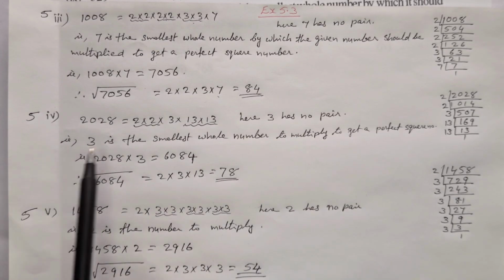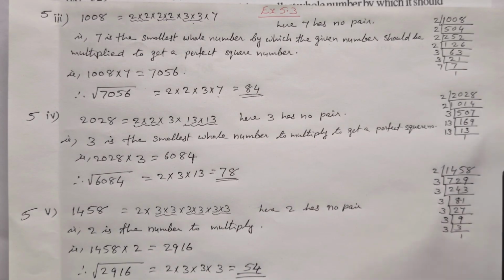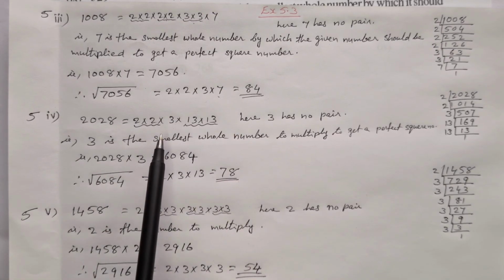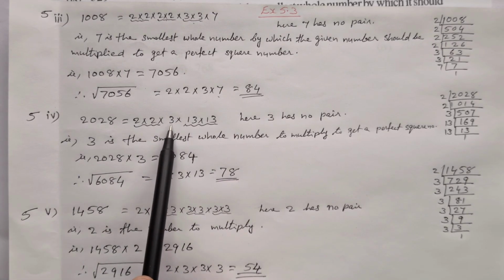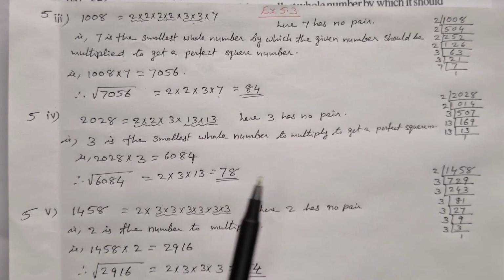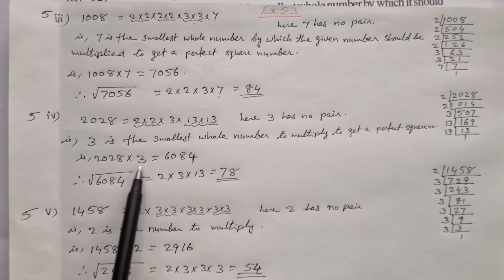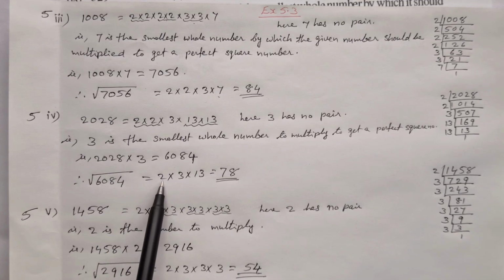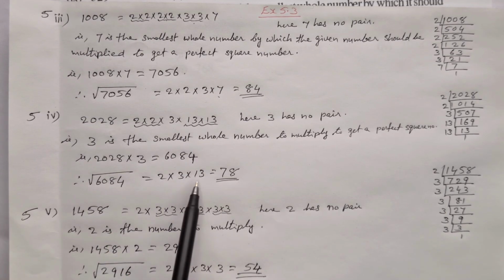Here 2028. When we are doing the prime factorization, one pair of 2, one pair of 13, and 3 only one time. 3 has no pair. So 3 is the smallest whole number to multiply. When we are multiplying, we get 6084, and root of 6084, that is 2 into 3 into 13, is equal to 78.